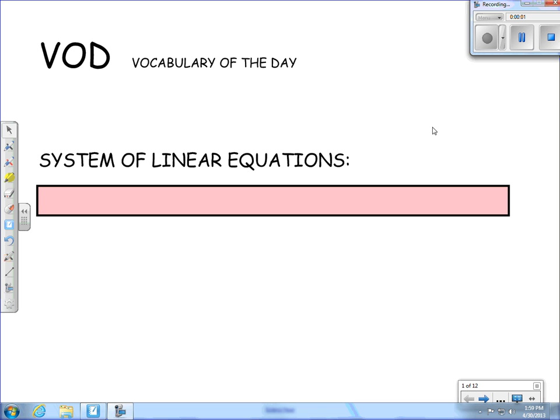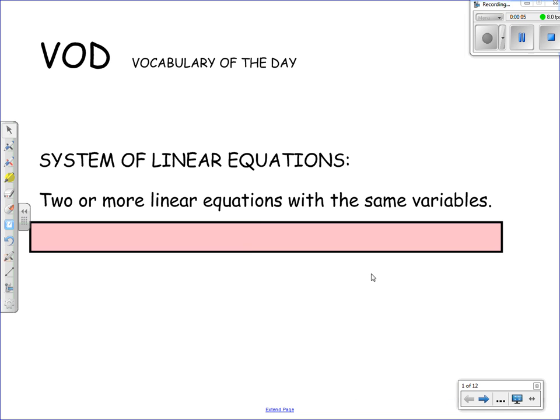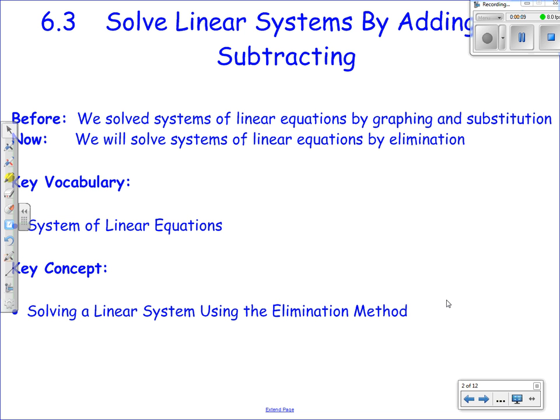Vocabulary of the day: system of linear equations, defined as two or more linear equations with the same variables. We're in 6.3, solve linear systems by adding and subtracting. Before, we solved systems of linear equations by graphing and substitution. Today, we're going to solve systems of linear equations by elimination.